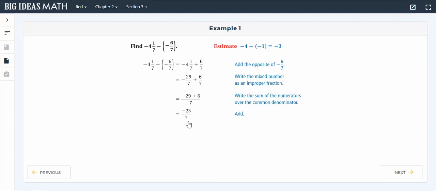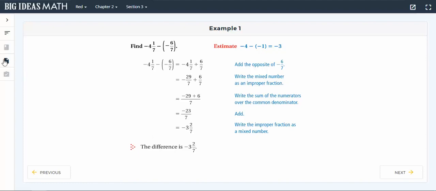It is improper now, so we usually do not leave it improper. We'll say how many sevens in 23, which is 3 for 21. 22, 23 is 2 left over out of 7. So this is rewritten as -3 and 2/7 for the final answer. So the difference is -3 and 2/7.